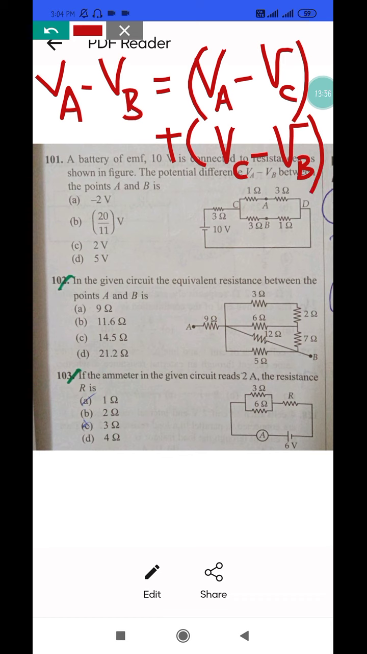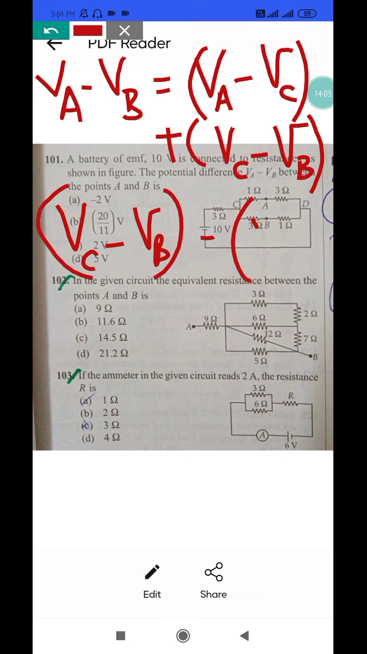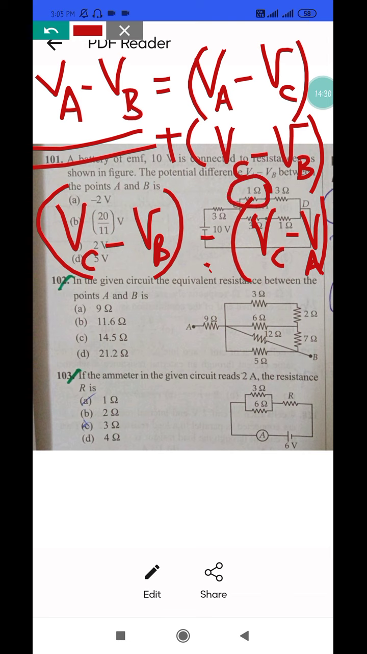Now I'm going to modify this a little bit. I'm going to write this as VC minus VB minus VC minus VA. Shall I write like this? Nothing wrong with writing it here, right? I have just modified this sign. So now let us find out VC minus VB and VC minus VA, and by taking the difference, we can get the VA minus VB potential, right? In order to find the potential, since resistance is given here, we need to find out the current. So let us find out the total current. I'm going to erase this and keep this aside.